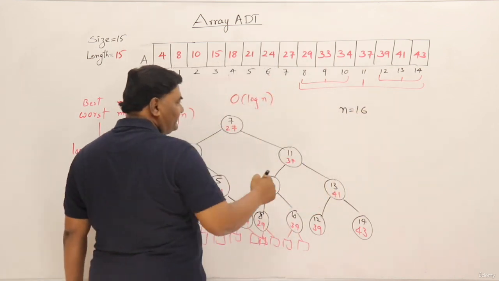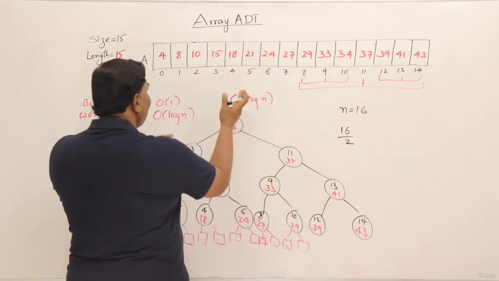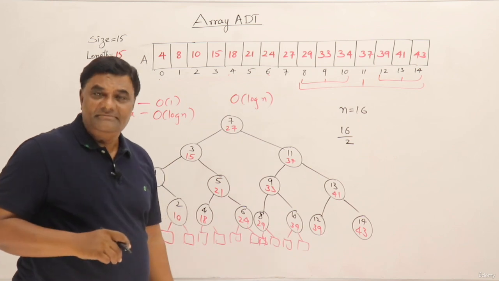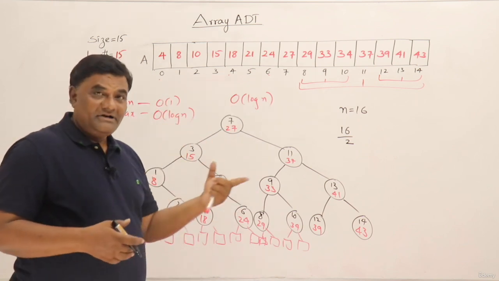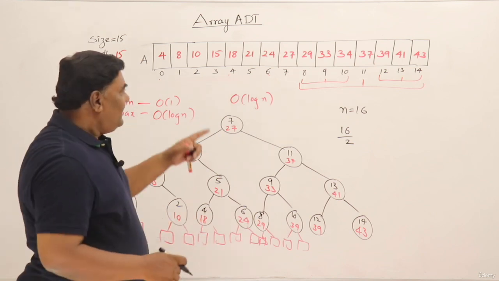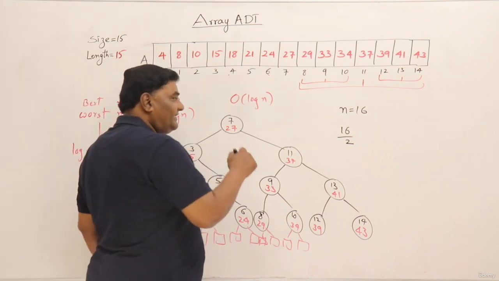So how does binary search work? 16 is divided by 2, so 8 elements on this side, 8 elements on that side. Actually here we would be getting 7 elements, but as we have taken it as 16, it is 8 on this side, 8 on this side. If you are searching on the left side or the right side, again it is divided by 2.